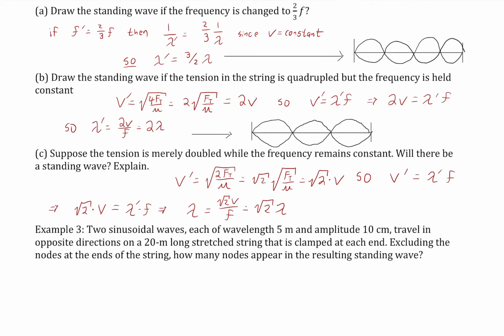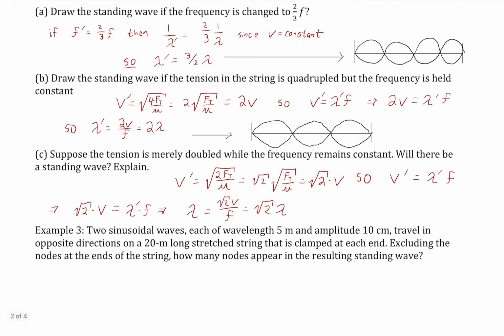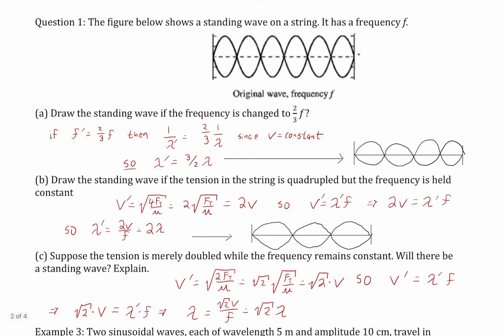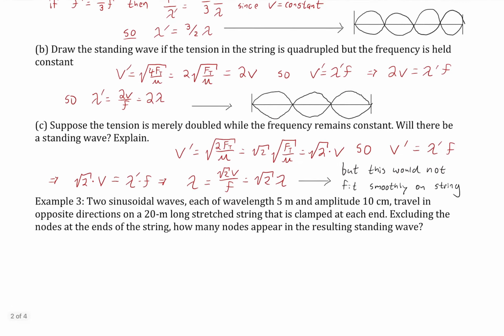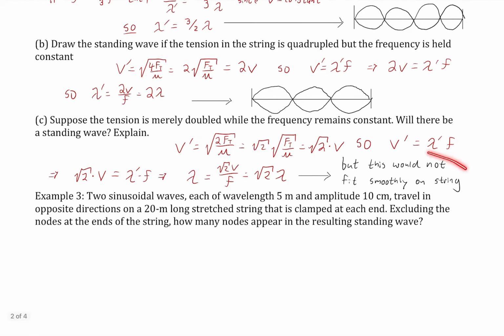Well, that's a problem. How am I going to fit root 2 times the original wavelength? Well, I can't, right? Because that's like 1.4 times the original wavelength. If I get a wavelength that is 1.4 times as long as the original wavelength, then I'm going to get something that's not quite 1.5, and so I'll get something like this. But then it's not going to fit. I'm going to hit the end, and it's not going to be a node or an antinode. Specifically, it's not going to be a node, and I can't hit the end of the string and not have a node. That's against the rules. So that means that it's impossible. It wouldn't fit smoothly on the string.